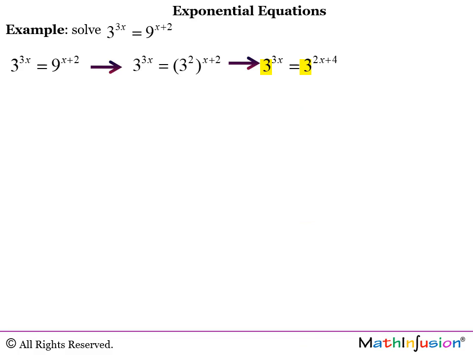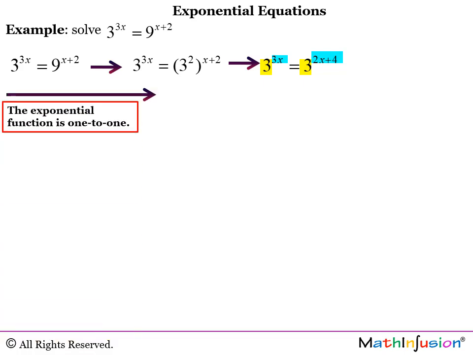Because we have 3 to the power of something equals 3 to the power of another thing, we know that the two exponents have to be the same. The reason is that the exponential function is one-to-one.